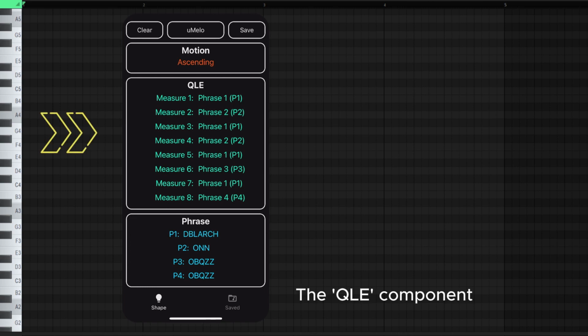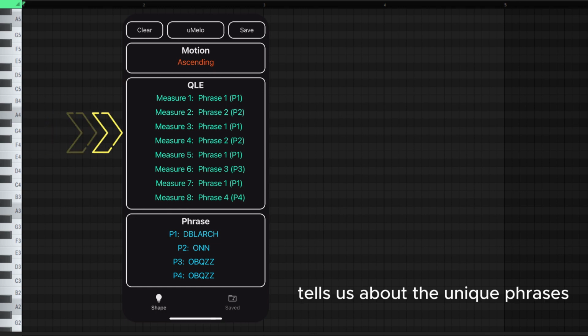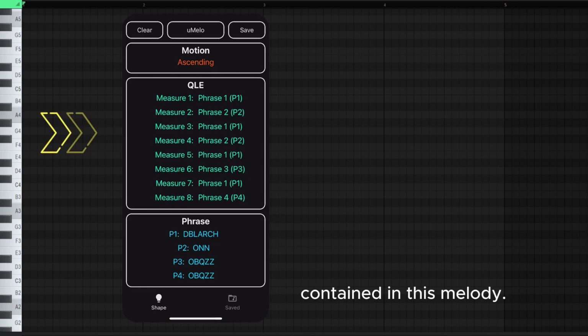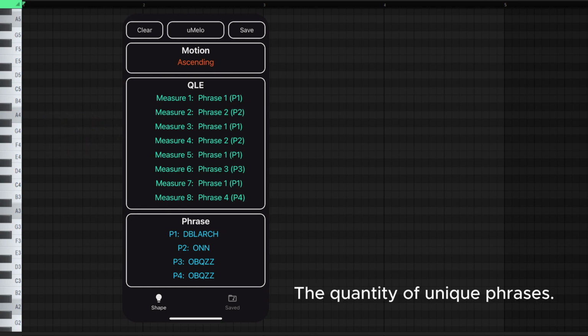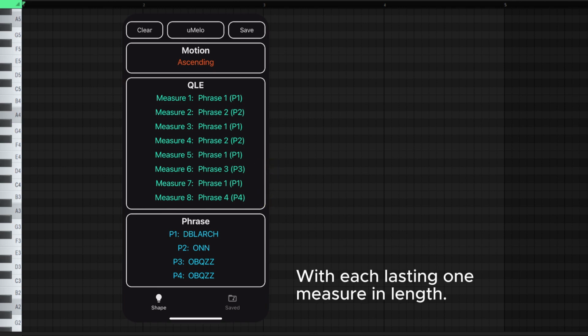The QLE component, quantity, length and emergence, tells us about the unique phrases contained in this melody. The quantity of unique phrases, how long they should last, and how often they should play. In this case, there are 4 unique phrases, labeled P1, P2, P3, and P4, with each lasting 1 measure in length.